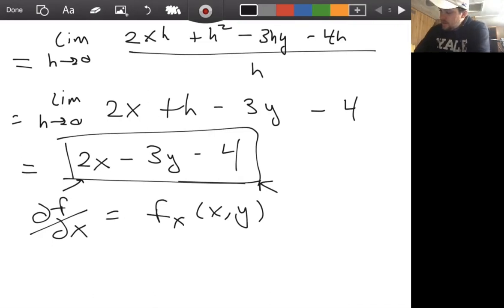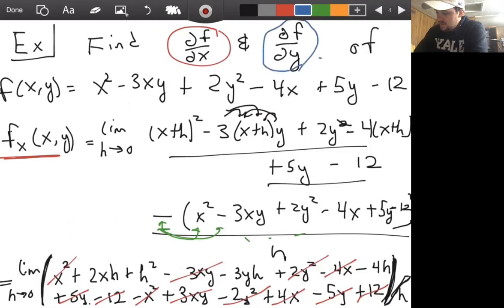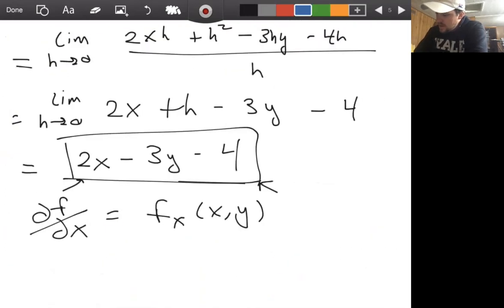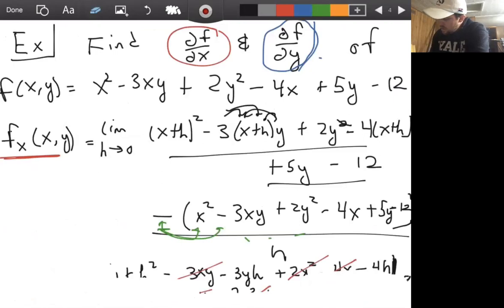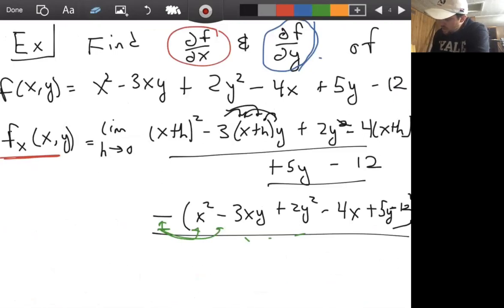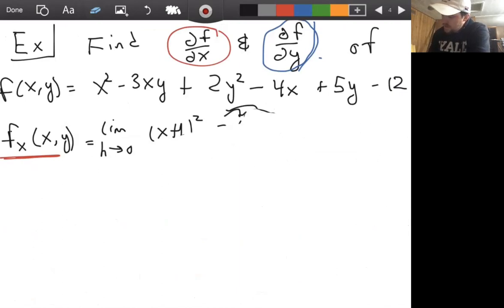Now, we also have df dy to calculate here. So let's do that. And I think what I'm going to do is, since the function is here, let's just reuse this page. Got to erase this. Okay.